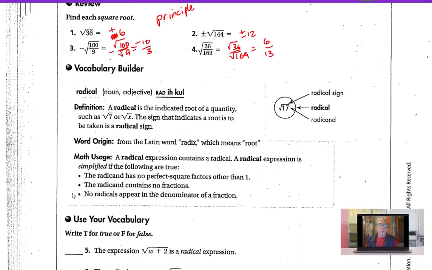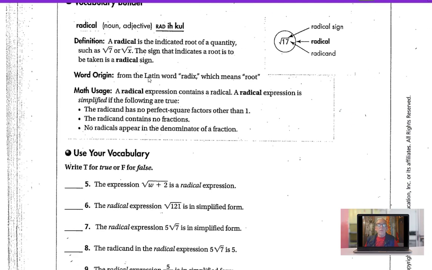Let's look at the vocabulary. Radicals indicate the root of a quantity. Usually we talk about square roots. If you see another little index number here, like a 3, we're talking about a cube root, or a 4 would be a fourth root, and so on. A fourth root would be something multiplied by itself 4 times to make the number. A square root is something times itself twice.